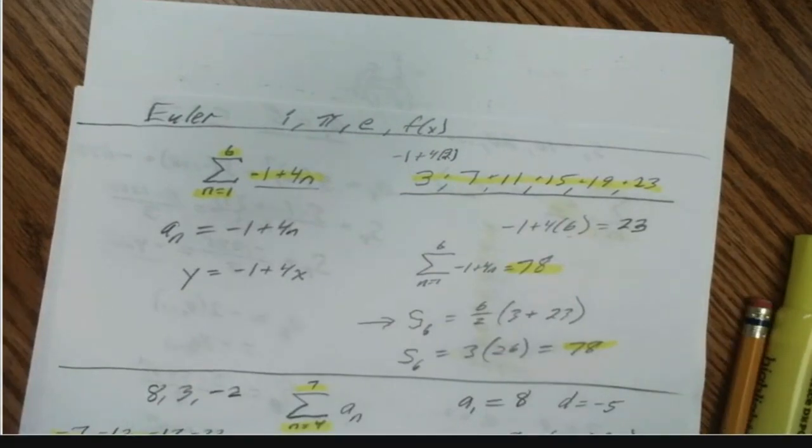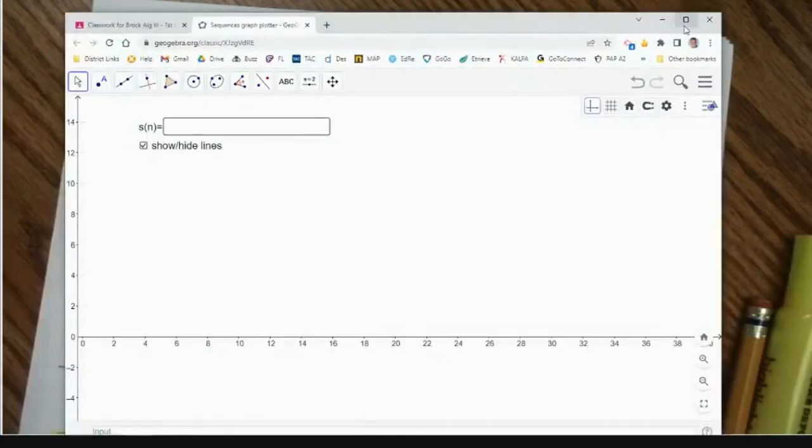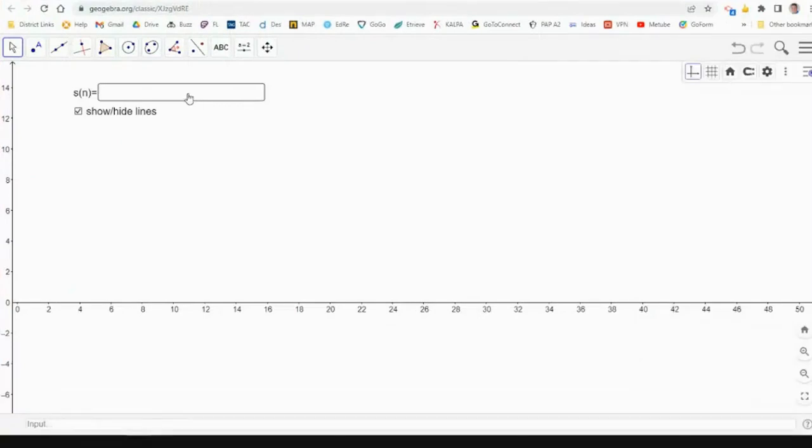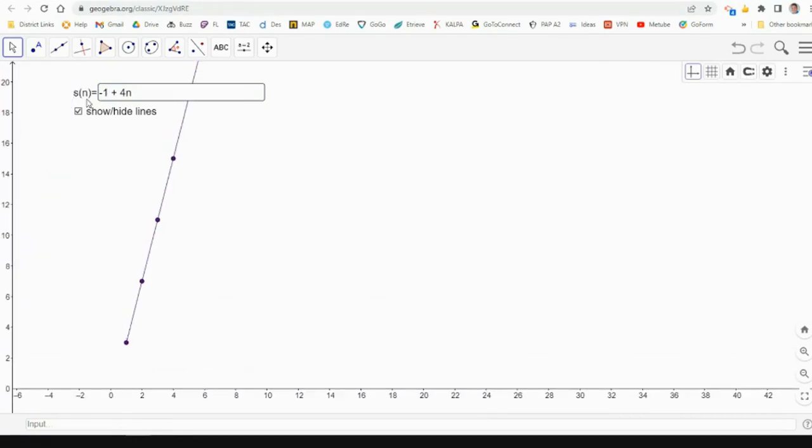All right, so let's put our sequence plotter up there and graph that. Oh, it's using n, so I guess we can use n. -1 plus 4n. Let's see, does that do that when I hit enter? Yes, it does. Okay, so this is using n's. Sum of n, -1 plus 4n. And we see the first value.